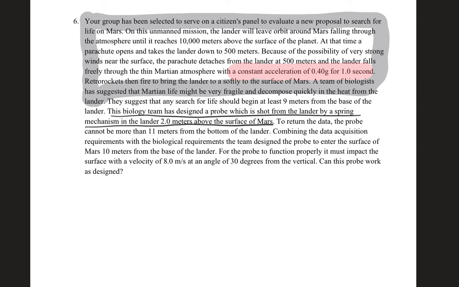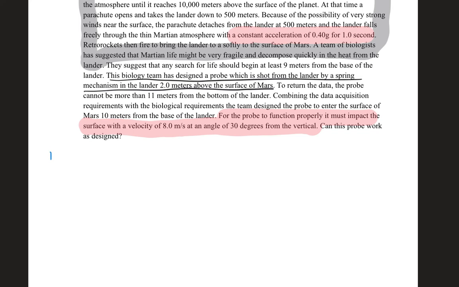All right, so what we want to do is, for the probe to function properly, it must impact with a surface velocity of 8 meters per second at an angle of 30 from the vertical. It has to do that, all right? So we could just sort of, step one, modeling, we could bring out our trusty thing here, v t, the range, which we know is 10, and then half g t squared, or g Mars squared.